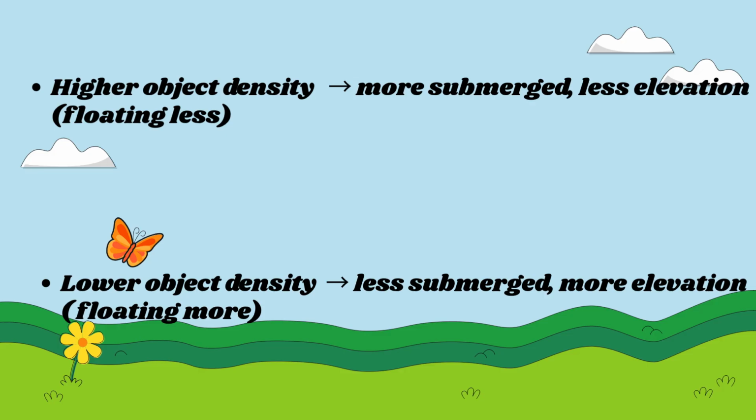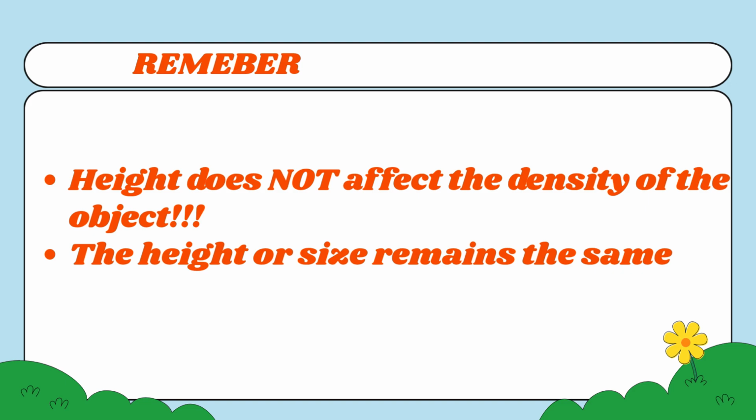It is important to remember that a higher object density is more submerged and less elevated, so it's floating less. And a lower object density is less submerged, more elevated, and floating more. Remember, height does not affect the density of the object. The height or size remains the same.